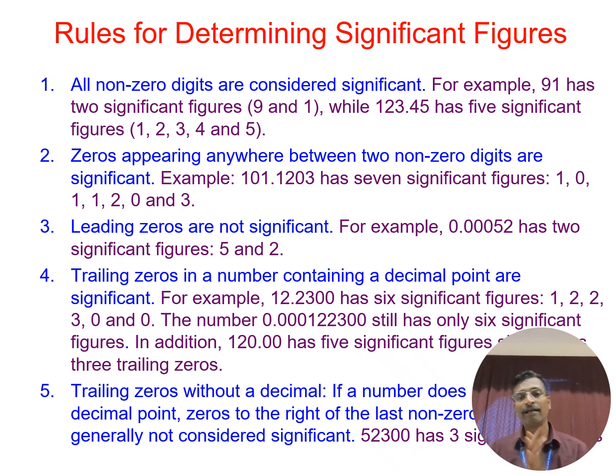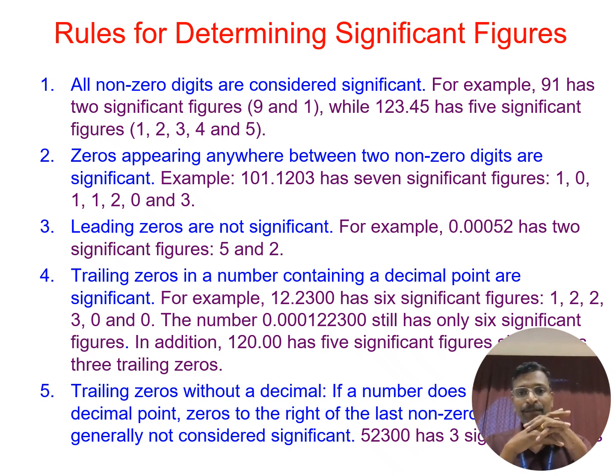Right, now let us study the rules. What are the rules? There are 5 set of rules to determine the significant figures. So you should follow all the 5 rules. Then you can determine the significant figures of any data. All are very simple steps. First thing, all non-zero digits are considered significant. That means any number from 1 to 9 will be considered as a significant figure.